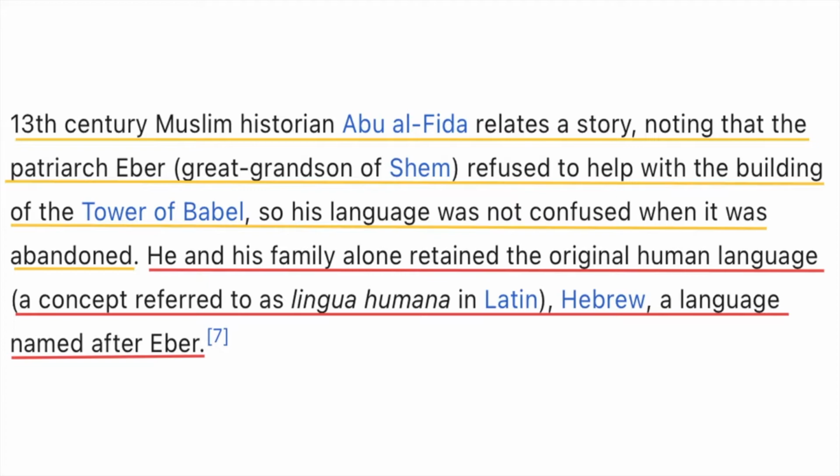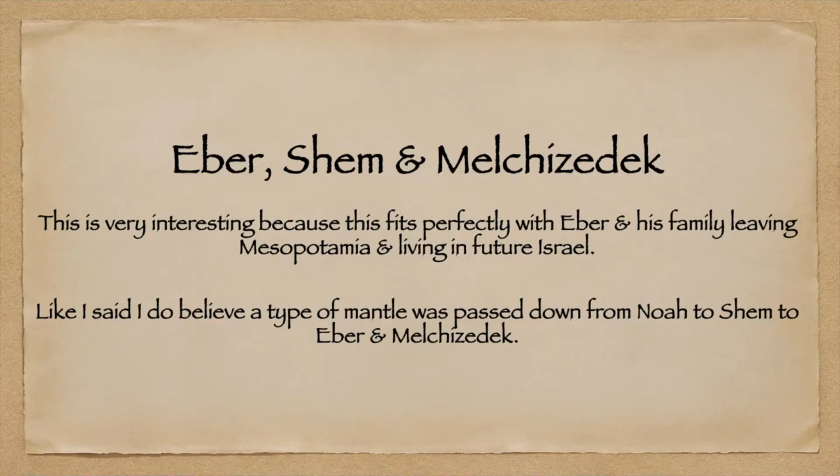13th century Muslim historian Abu al-Fida relates a story noting that the patriarch Eber, great-grandson of Shem, refused to help in the building of the Tower of Babel, so his language was not confused when it was abandoned. And so this is very interesting, because this fits perfectly with Eber and his family leaving Mesopotamia and living in the future land of Israel.